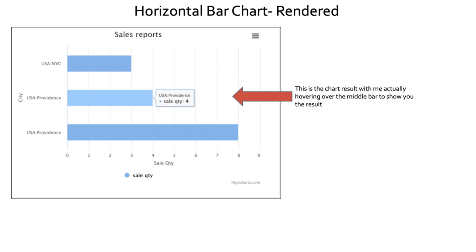Pretty neat. And what I wanted to show you here is this is the chart result with me actually hovering over that center bar for Providence, USA. You see that it actually shows the sales quantity as being 4. Later we'll show you how to hard code those numbers there so you don't even need to hover if you'd like that type of a view.